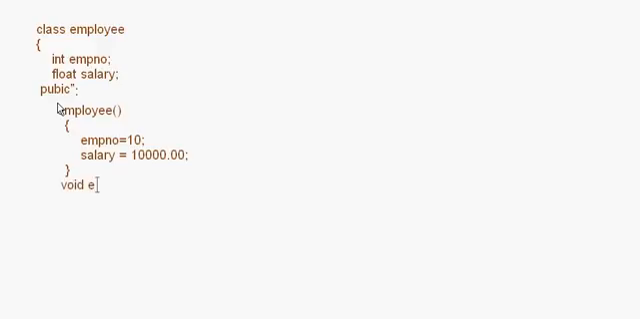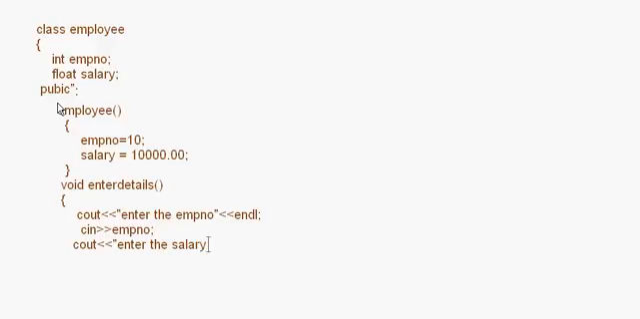Fine. Now I put void enter details, and here I write cout, enter the emp number, cin emp number, cout, enter the salary, endl, and here I write cin salary. Fine. This is one method which I have made.